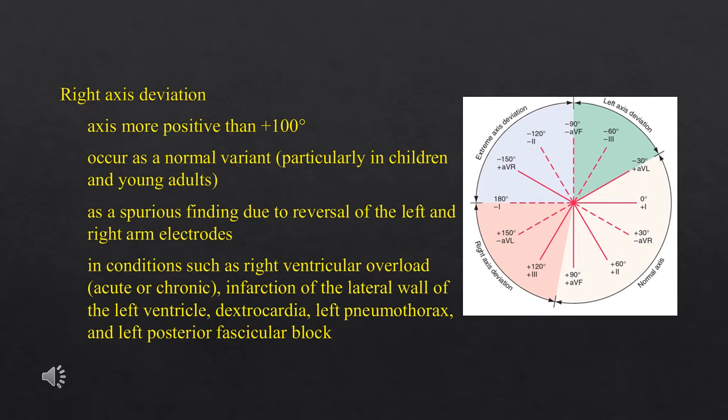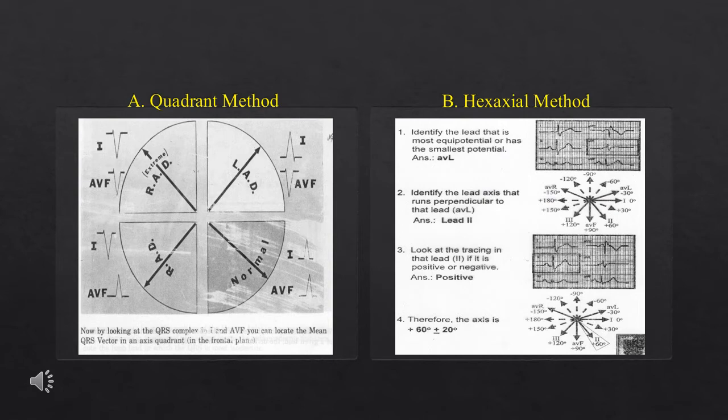You have a right axis deviation if your axis is more than positive 100 degrees. It is usually a normal variant, particularly in children and young adults. It can also be seen as a spurious finding due to reversal of the left and right arm electrodes. But it is usually associated with conditions such as right ventricular overload, infarction of the lateral wall of the left ventricle, dextrocardia, left pneumothorax, and left posterior fascicular block. You can determine the axis by using these two methods, the quadrant method and the hexaxial method.